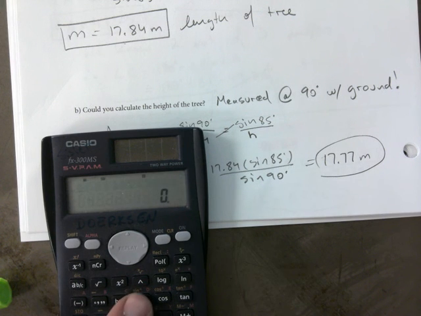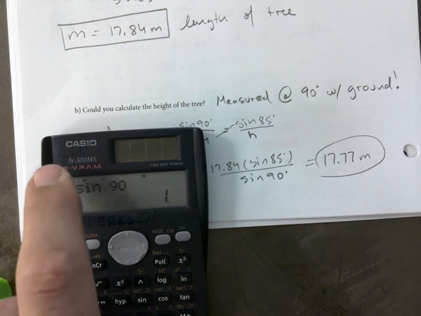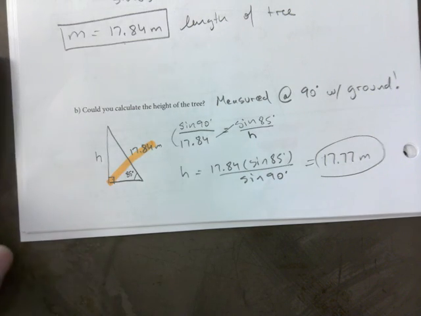But this is what I want you to know. Sine of 90 is what? Yeah, sine of 90 is just 1. You can always remember that. It's easy to remember, okay?